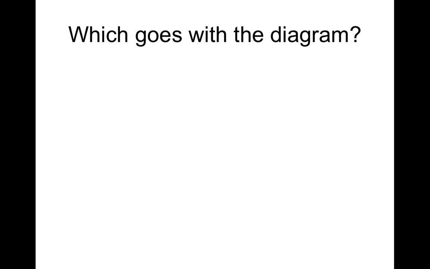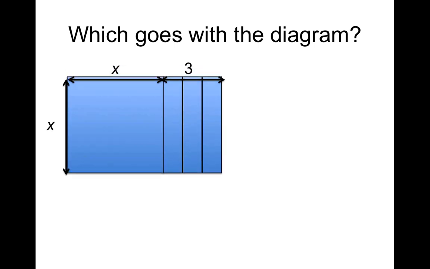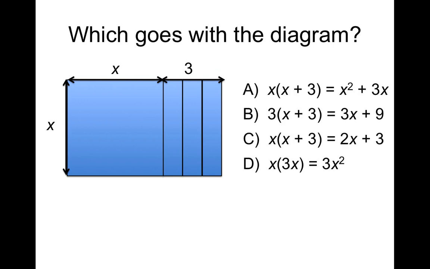Now you'll try to decide which identity goes with the diagram. We're going to multiply an x length plus 3 by the same unknown x length. The area would look like this. So which identity represents this diagram? That would be choice A. We multiplied the x by the x plus 3, and the result was an x squared and 3 x's.